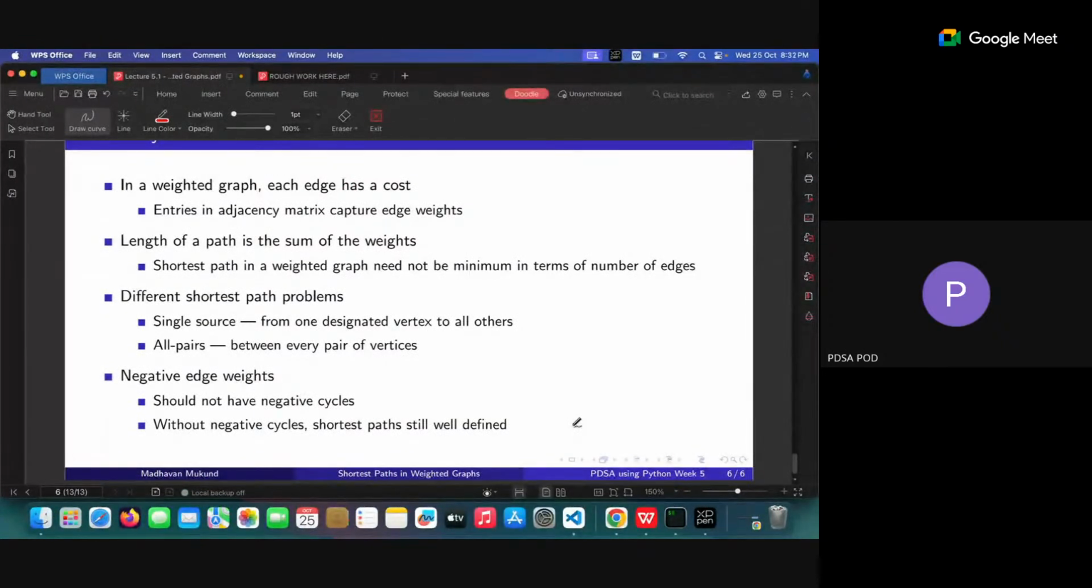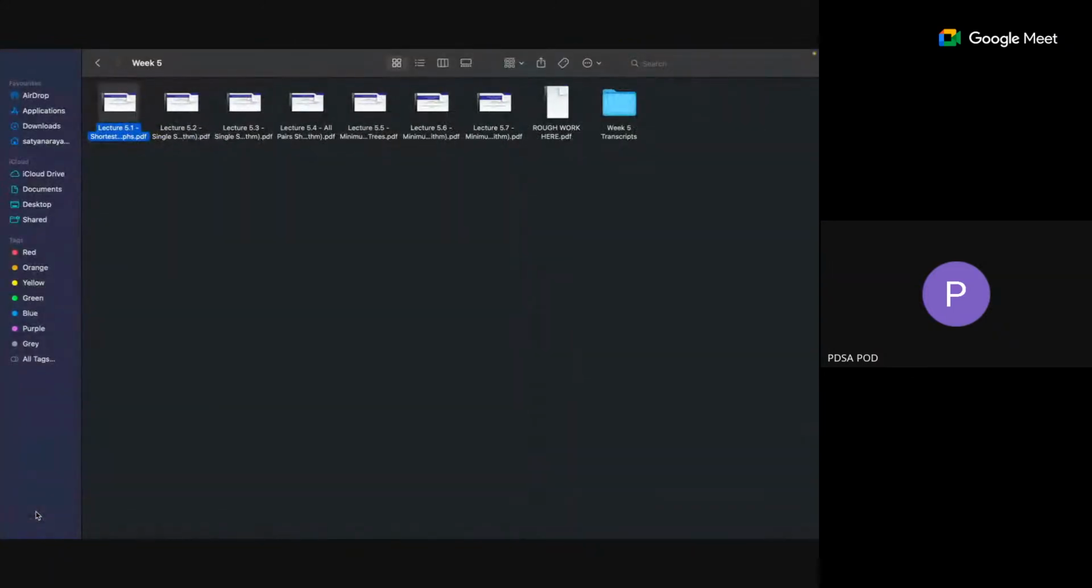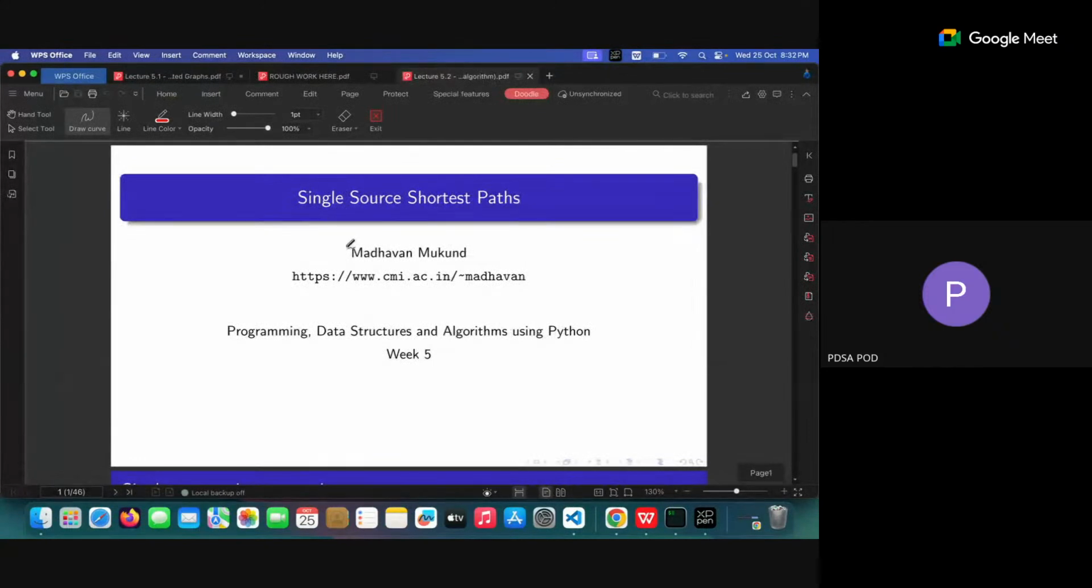So there is single source and all pairs shortest. All pairs shortest we'll discuss next, but the upcoming two lectures are completely single source. So we'll go to 5.2. Now the actual details of single source are starting.